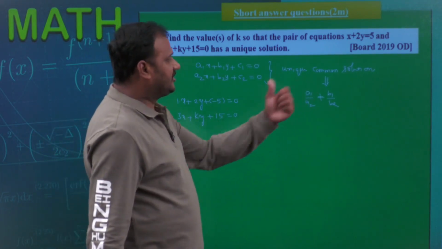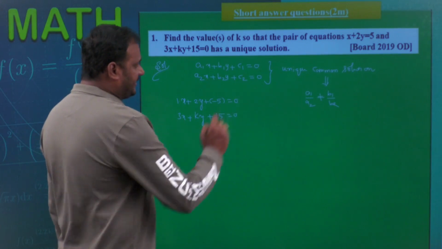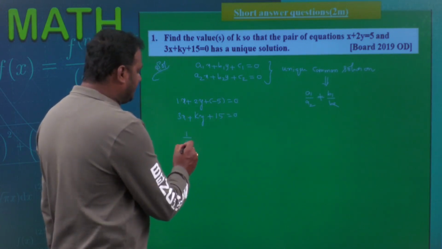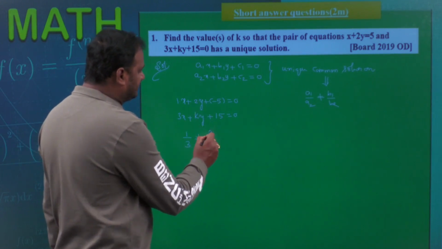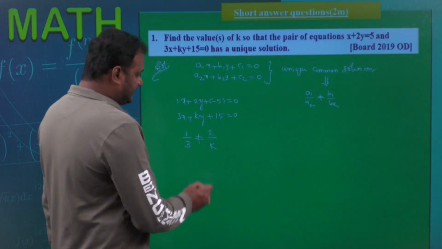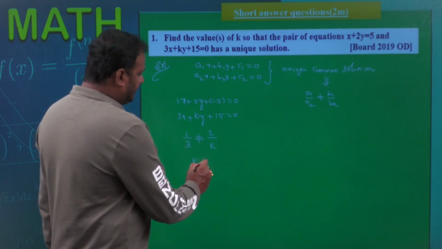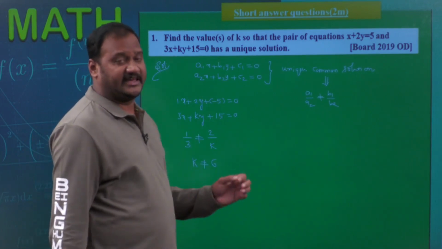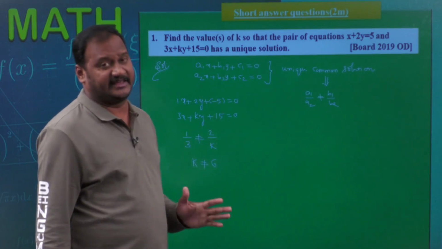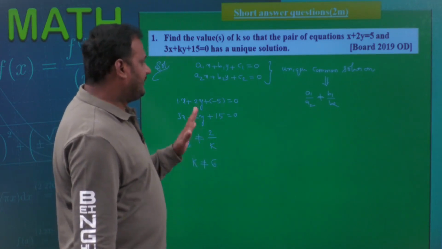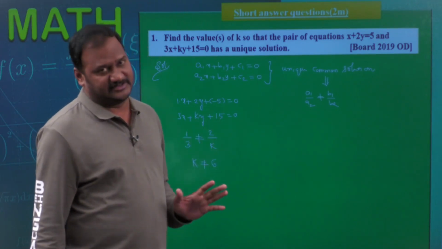Since they have a unique common solution, a1 by a2 is not equal to b1 by b2. So a1 by a2 means 1 divided by 3, not equal to b1 by b2, which is 2 divided by k. Right? When you cross multiply, k into 1 is equal to k, is not equal to 3 2s are 6. So except k is equal to 6, if you write any value, then they have a unique common solution.